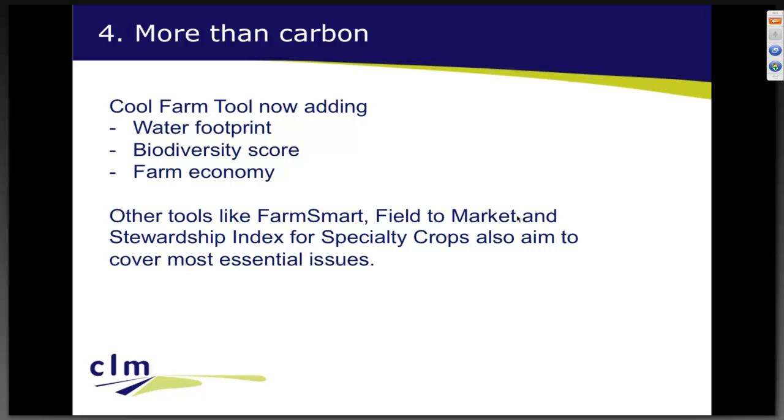Field to Market is mainly for the big commodity crops, and there's a stewardship index for specialty crops, also US based, which covers most essential issues. These are the ones that we've looked at in detail, tools that are available and that are broadly applicable. These are the ones that keep coming up.